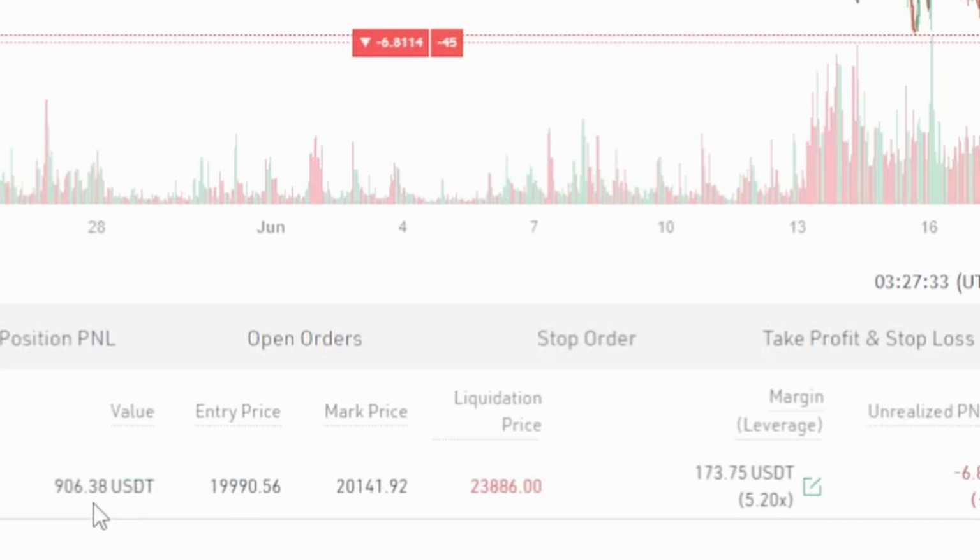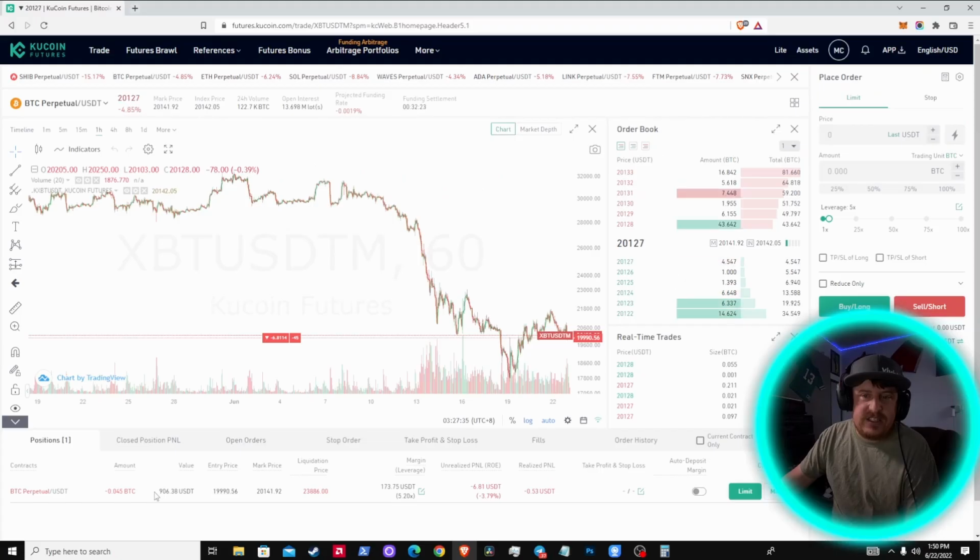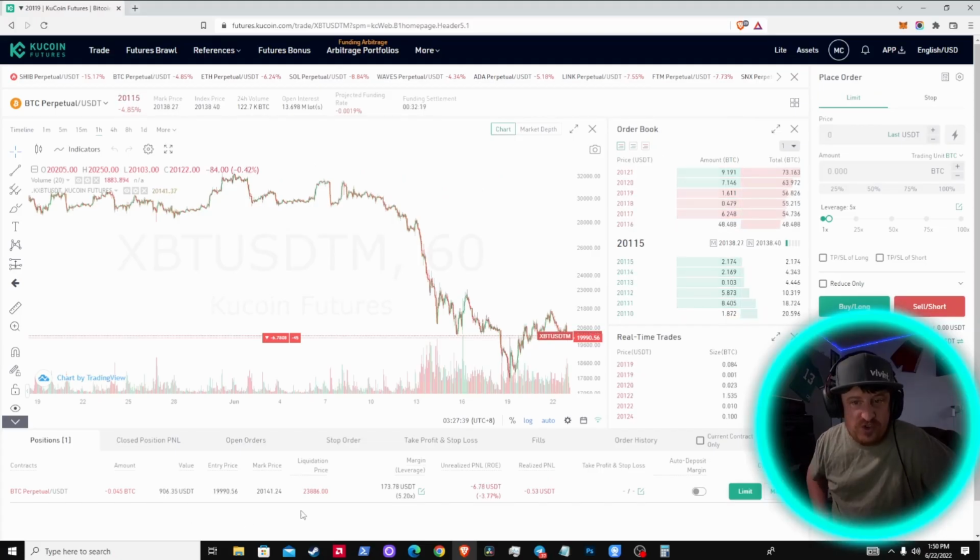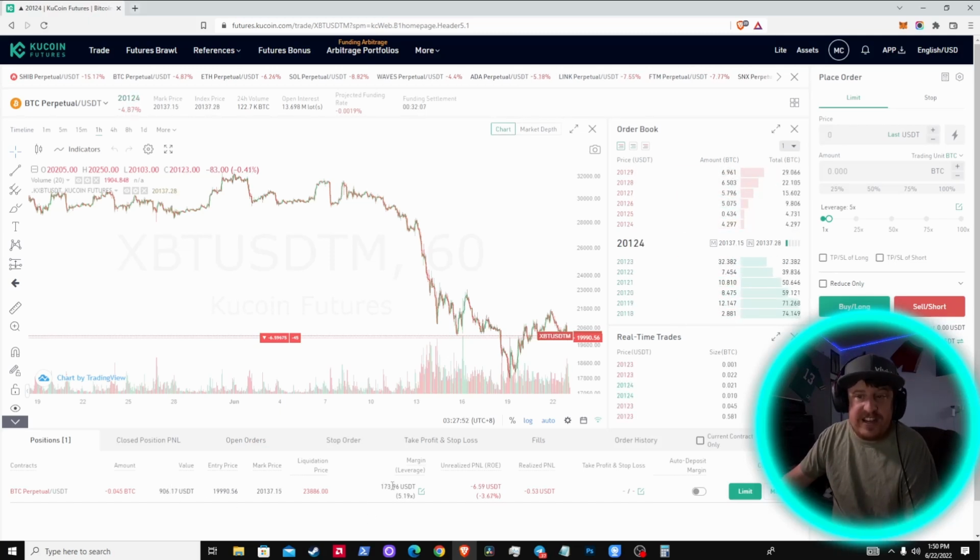that would then come up with this value over here of $906.38. So basically, I'm using $173 to trade with a position size or a value size of $906. So everything Bitcoin does up or down, my profits are going to be based on as if I was trading $900, even though I'm only trading $175. Hopefully that makes sense.